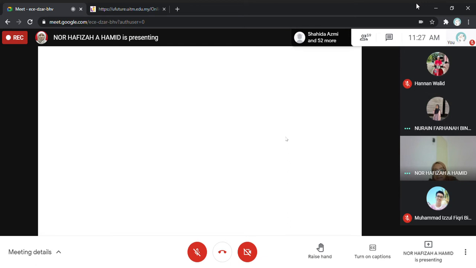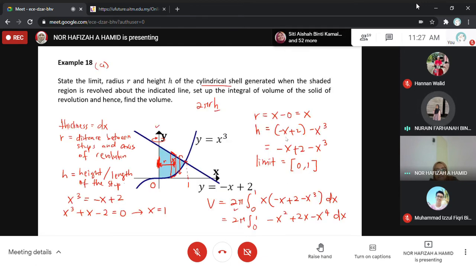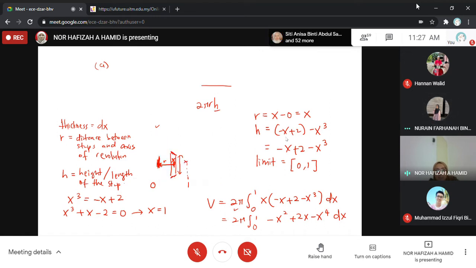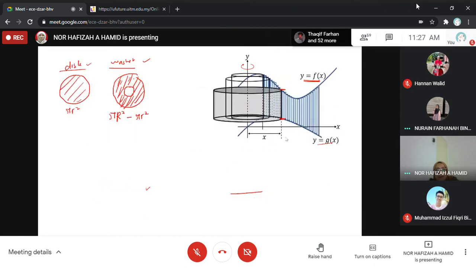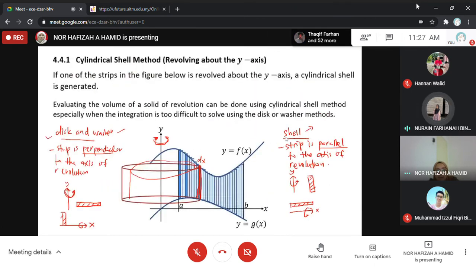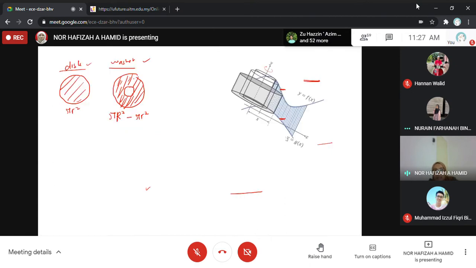Ya. Macam mana kita nak bezakan kalau soalan bagi, kita guna method cylindrical shell ke disk ke? So kalau disk dengan washer, you clearkan macam mana nak pakai? Disk clear, and cuma washer. Nak tahu method dia mula-mula tu kalau soalan ni. Contoh saya ambil kalau disk dengan washer.